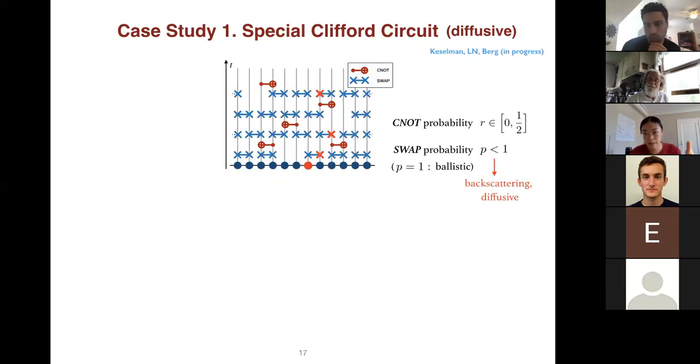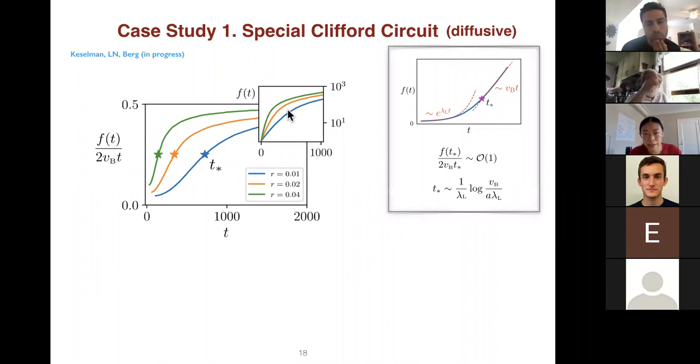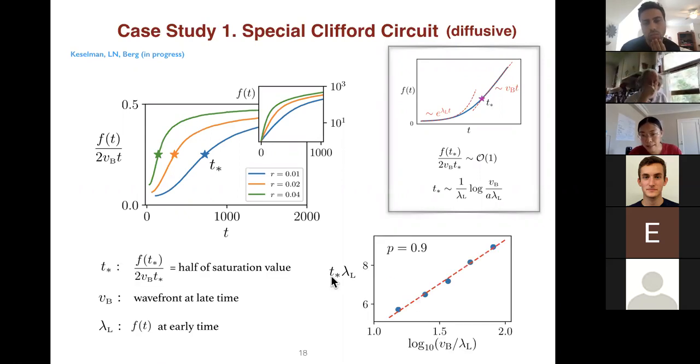Okay, so in this diffusive special Clifford circuit, the result basically looks very similar to the ballistic case. This is the numerical results. Again, I'm plotting the integrated OTOC as a function of time and this averaged local OTOC, this OTOC density, as a function of time. What you see is that, again, you have some linear regime at early time in this semi-log plot, which corresponds to the exponential regime here. And this T star, again, scales nicely against this log of the ratio, verifying our conjecture. This is for p equals 0.9. So I have a 90% chance of having a swap gate, not 100%.